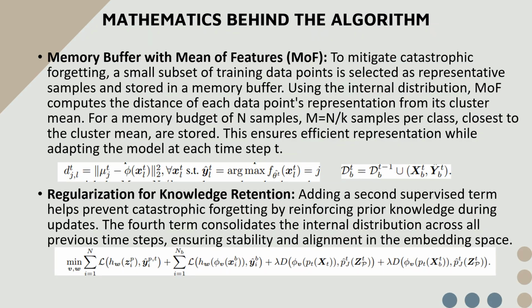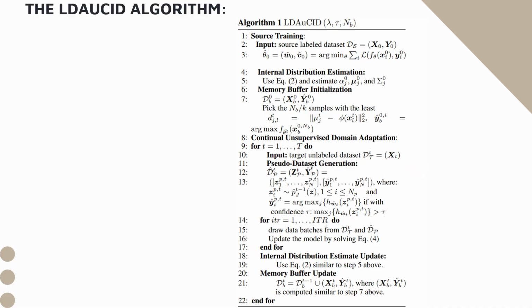What we have seen so far will help us with knowledge transfer across various domains, but this will not help us with catastrophic forgetting. So to get rid of catastrophic forgetting, we pick n_b by k samples per class, which are closest to the cluster means in the latent space, and we use these as representations of the class. We integrate them into our pseudo-labeled dataset and minimize this loss quantity, which will help us in preventing catastrophic forgetting. So this is the LDA-UCID algorithm in its completeness.